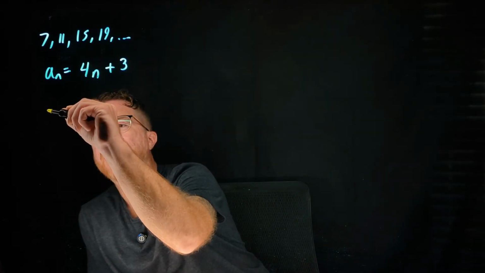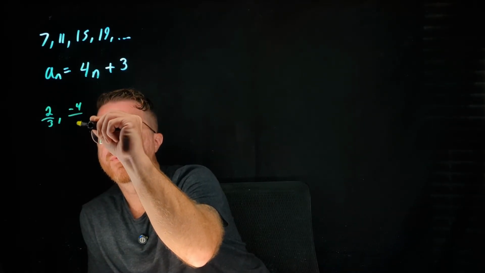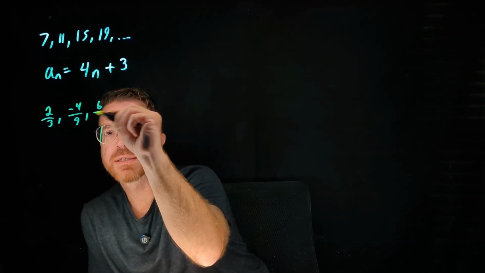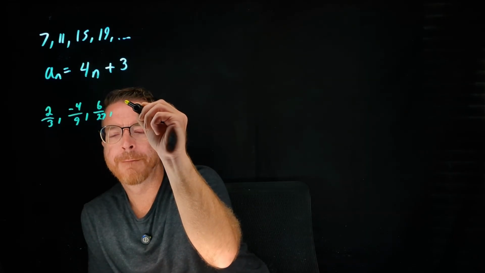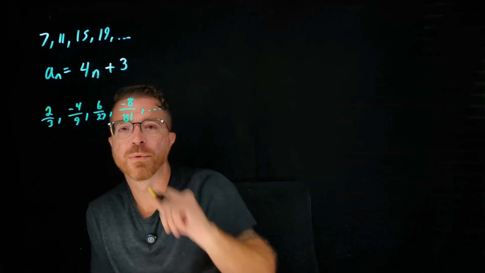Or let's say that we have 2 over 3, negative 4 over 9, 6 over 27, negative 8 over 81, so on and so forth.